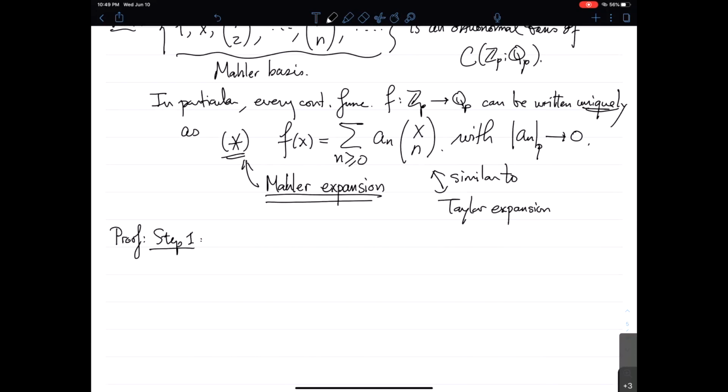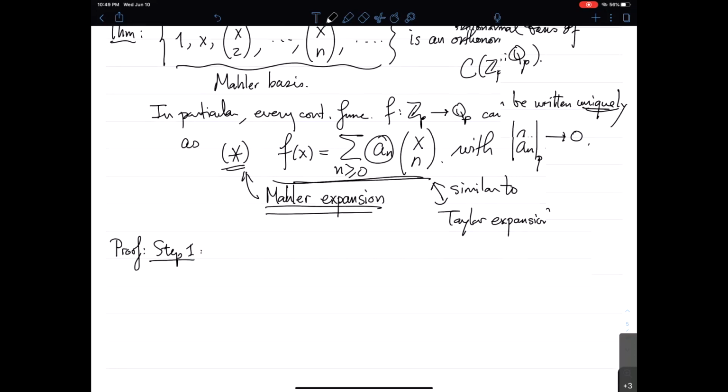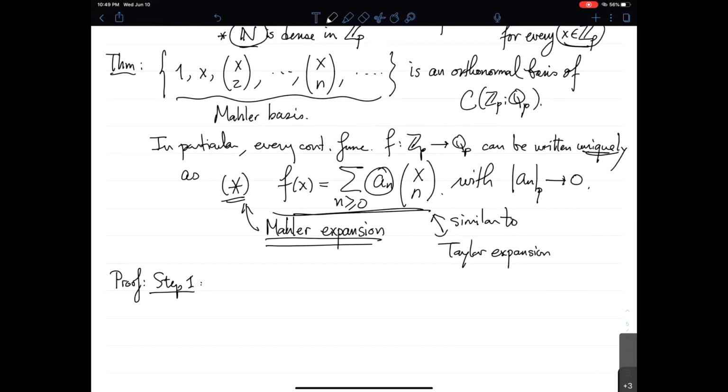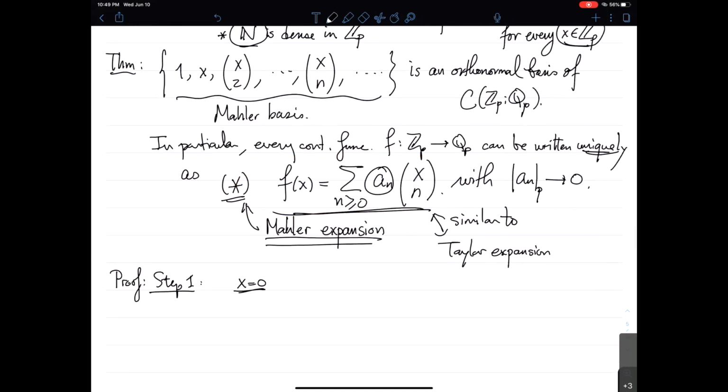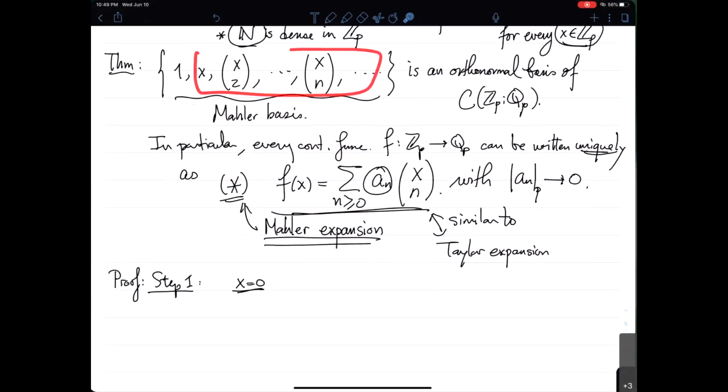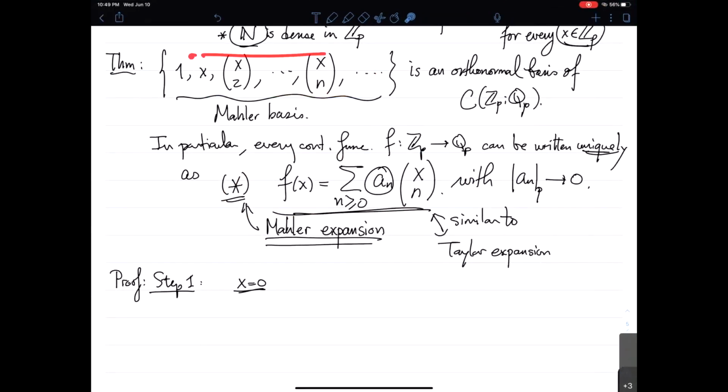So step 1 is, first of all, let's find what a_n is in terms of f. Let's assume this holds and then try to find these a_n, right? That's the whole point of this. Let's try to get this modular expansion. Let's evaluate at x equals 0. Then you realize that these are all 0 when x equals 0. There's only 1 term here, so I already know what a_0 should be. It's just f(0). The left hand side says f(0), and the right hand side is just a_0.